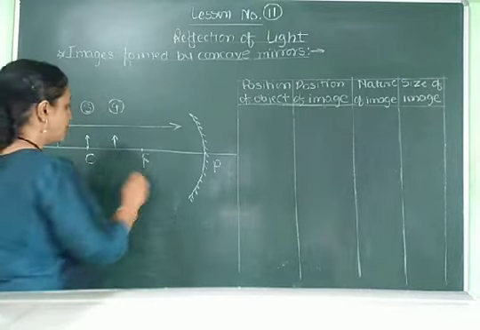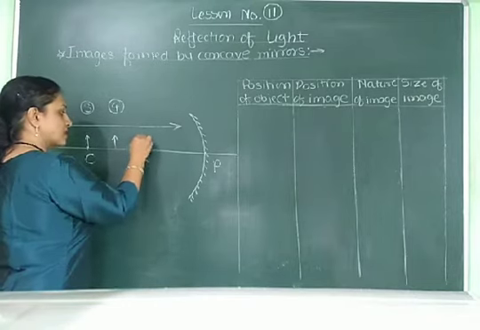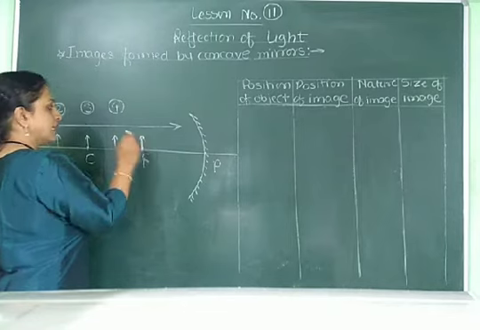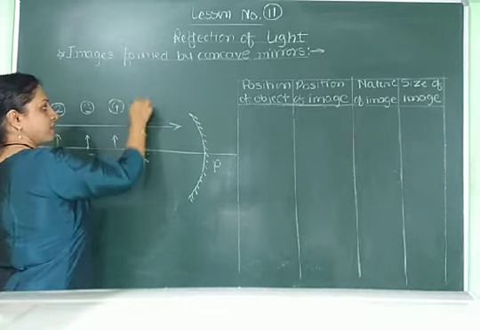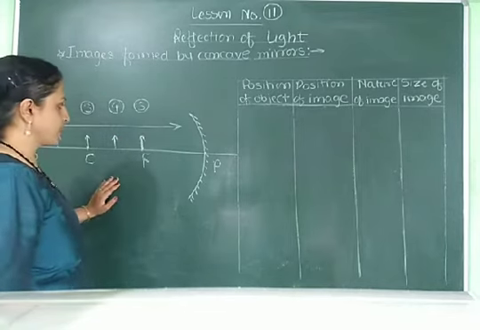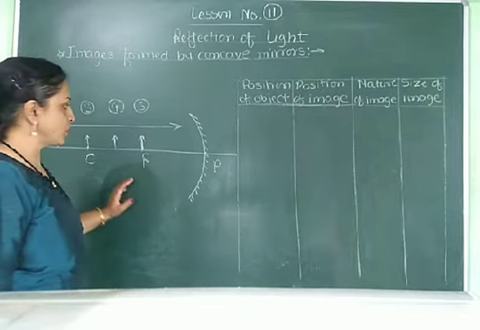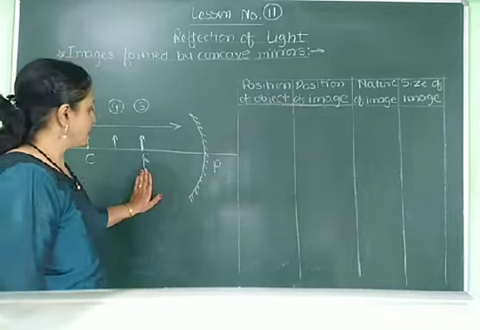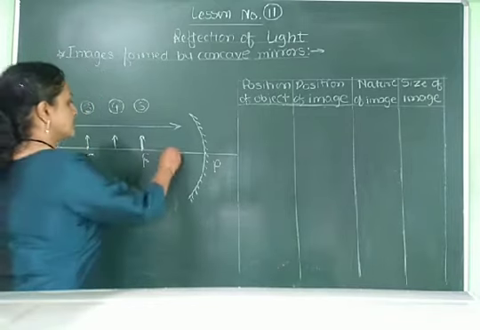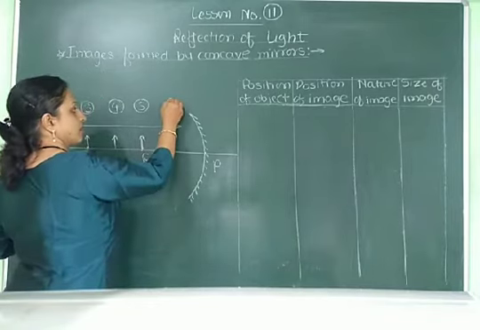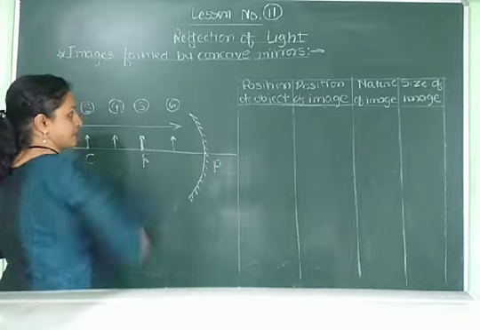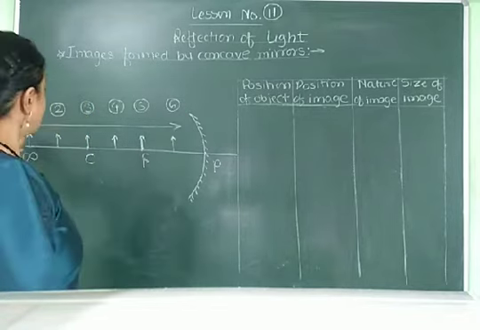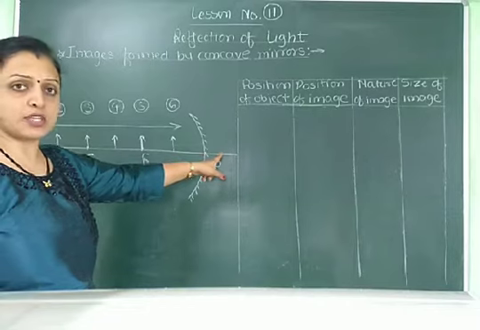Then, if you place the object at the focus, then that position is number 5. And the last position of the object, if you place this object within the focus, suppose here, then that is called position number 6. So in this way we give the numbers to the different positions of the object.